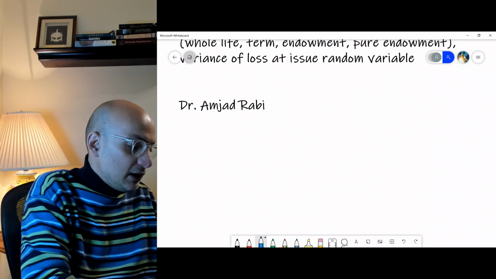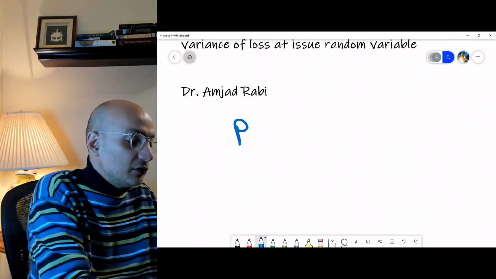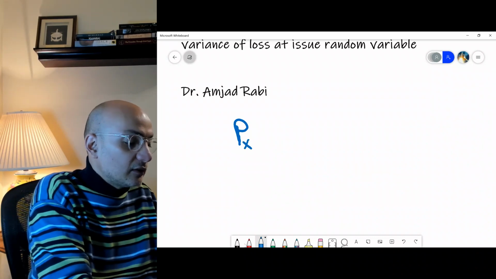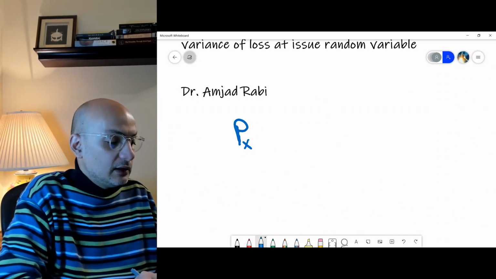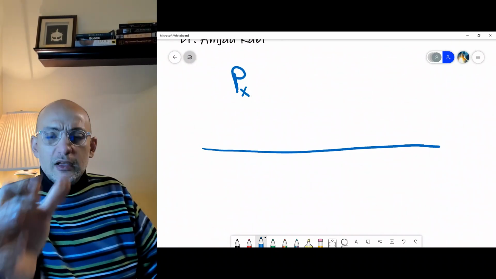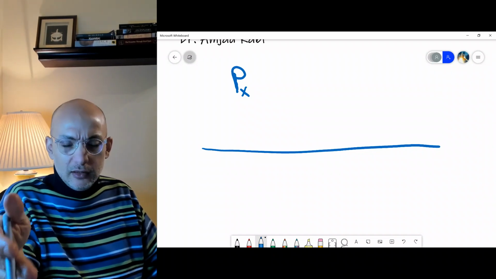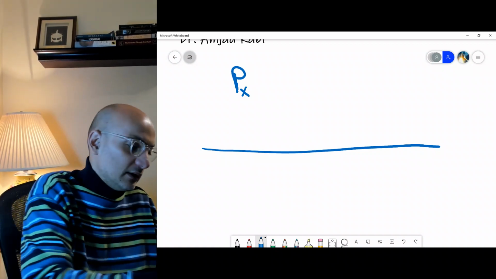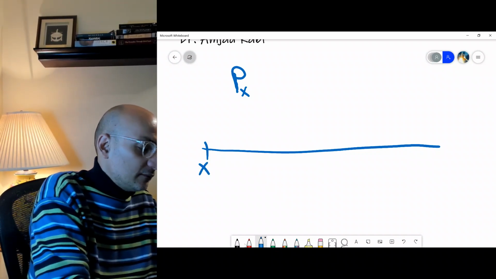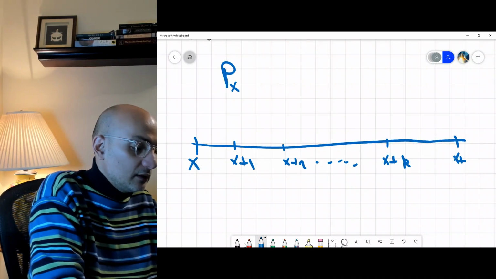And in discrete premium, the notation that we will use is capital P for the premium, and we'll use X for the age, right? So let's try to understand what we mean here. Here the situation will use the same logic, right? Remember, we look for the loss at issue random variable. So an individual age X here, X plus 1, X plus 2, then it happens here X plus K and X plus K plus 1.